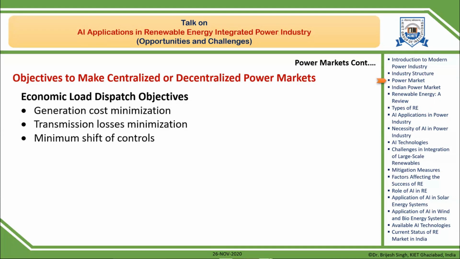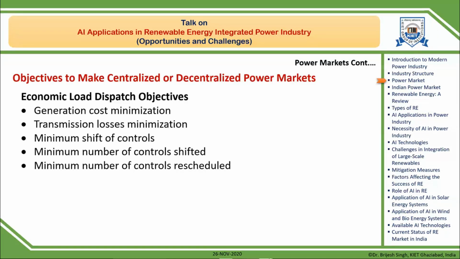If you suddenly increase or reduce the generation level, sometimes it will affect your economic operation, or the total generation cost of the generation system. So you need to apply a minimum shift of control. You should identify only those generating stations by which you can get the economic load dispatch operation through shift of control. Minimum number of control shifts, and similarly minimum number of control reschedules. Sometimes the situations are not under control and you need to reschedule all the generation and the demand. So how can we minimize the number of control reschedules for generation and demand?